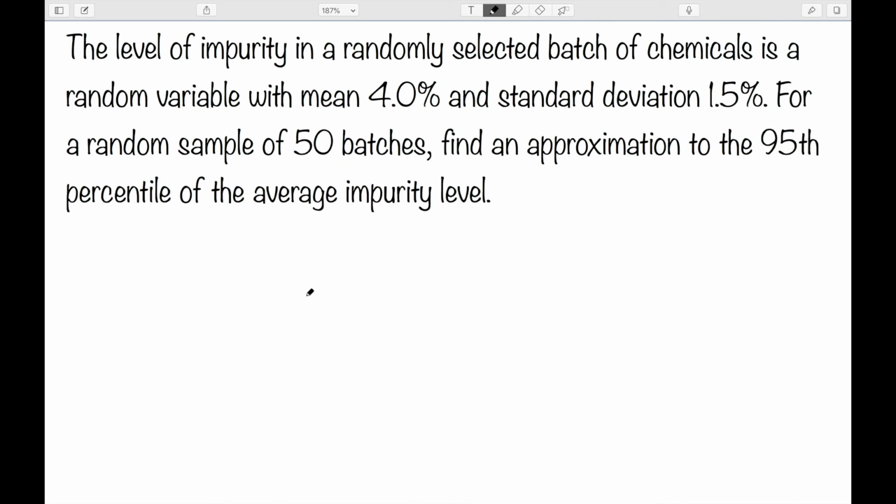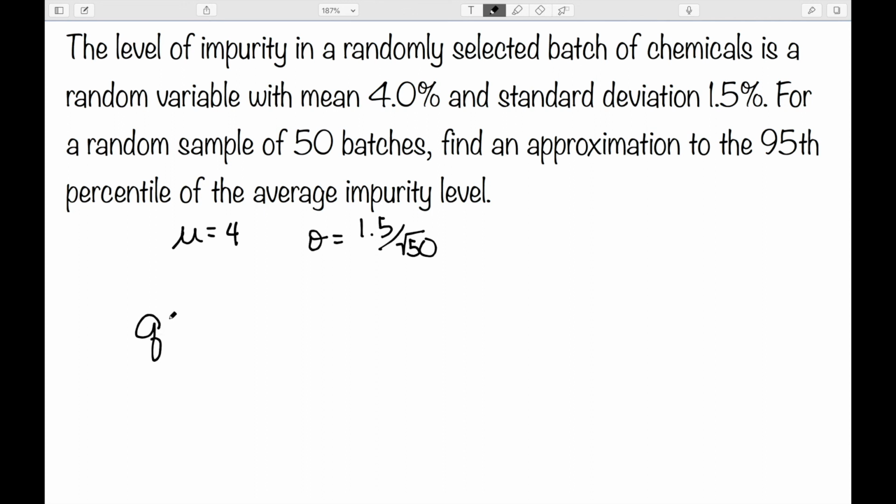Next, let's suppose we want to find an approximation to the 95th percentile of the average impurity level. My mean is still 4, and my standard deviation was the original standard deviation over the square root of the sample size, according to the central limit theorem.